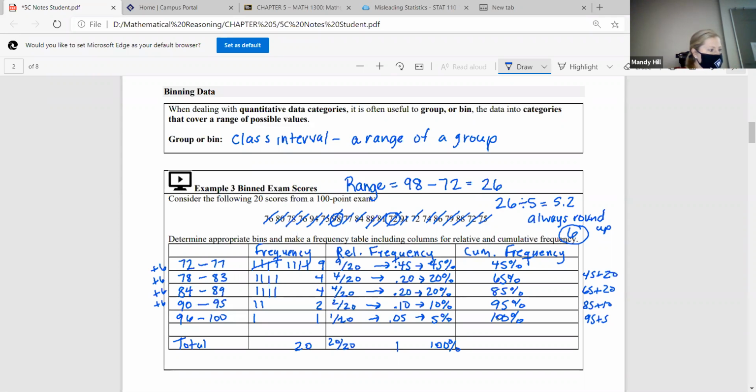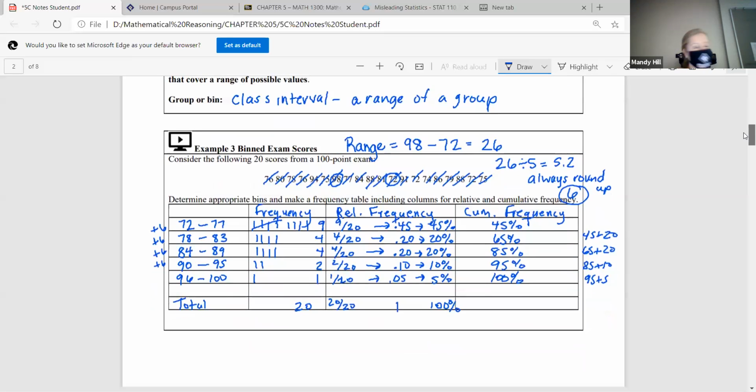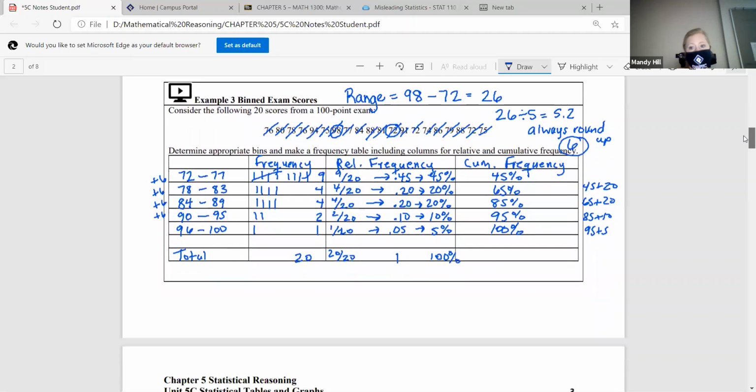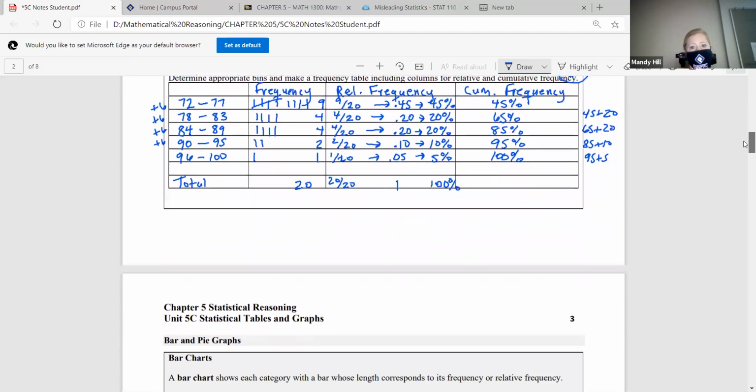Okay. So I'm going to take questions about any of that. I'm going to talk about the next page, and then I'm going to end this for today. I'm going to finish this on Friday, and I'll post that video.